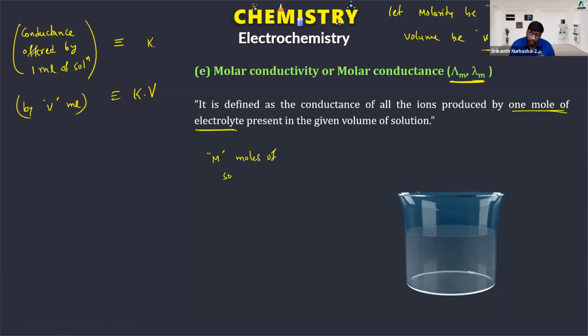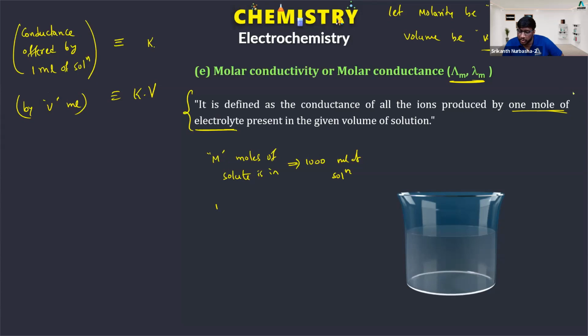Molarity M means M moles of solute is in how many ml? Molarity is nothing but the number of moles of solute by the volume of solution in liters. So molarity M means M moles of solute is in 1000 ml of solution.